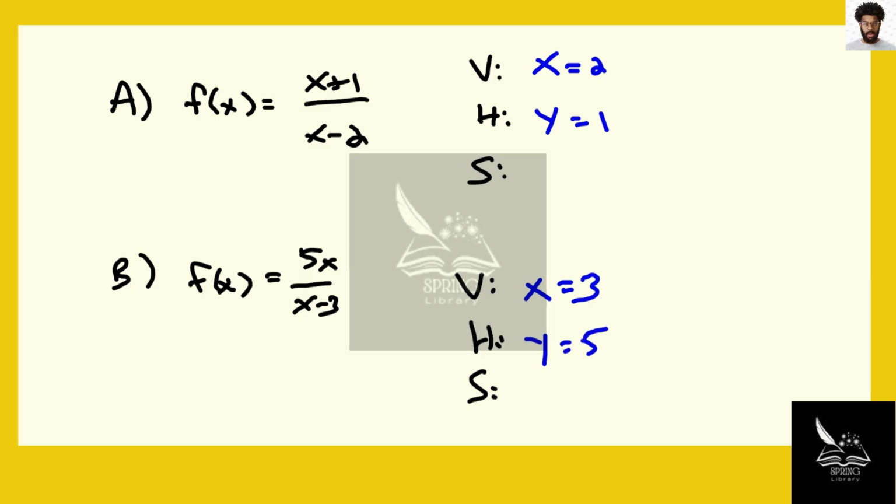The slant asymptote occurs when the degree in the numerator is exactly 1 more than the denominator. This doesn't exist for either of these because the degrees are the same.